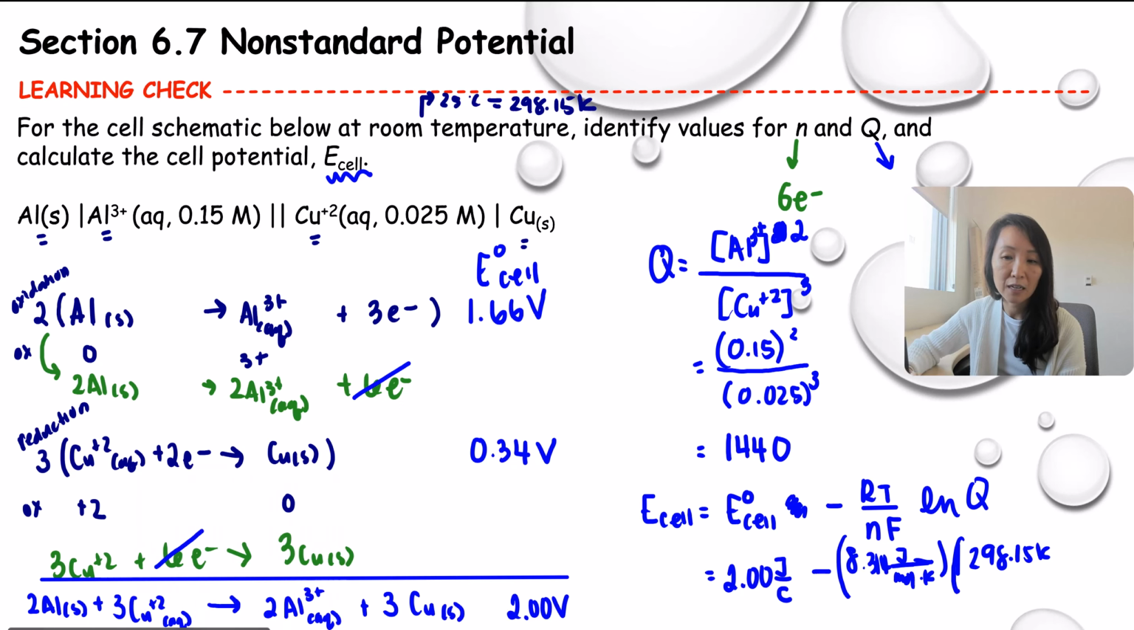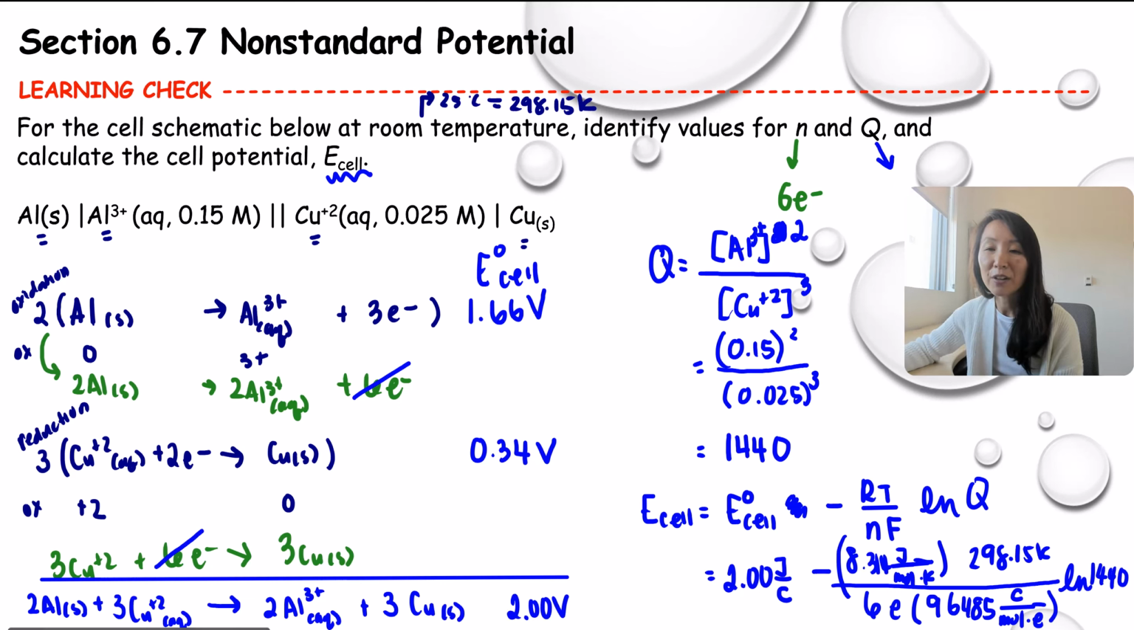All over, we have our n, which is 6. F, the Faraday constant, is 96485 coulombs per mole of electrons. And then my ln of Q is 1440. Let me squeeze that in there. Okay, so you're going to try calculating this out and see what you get.